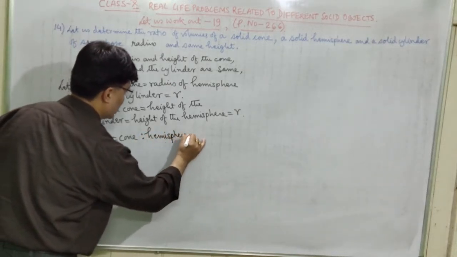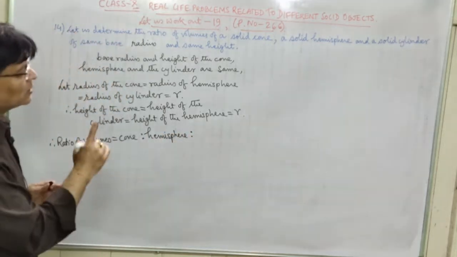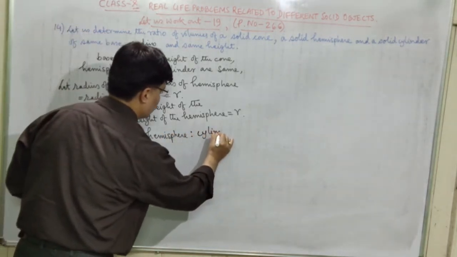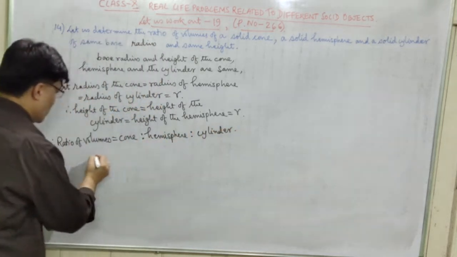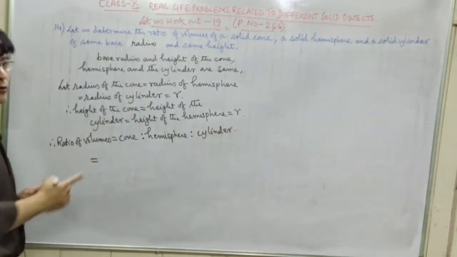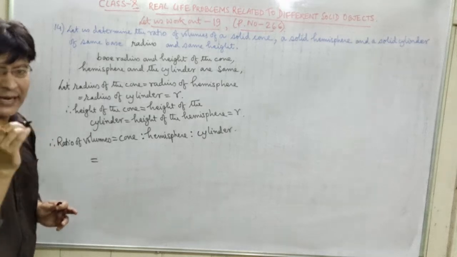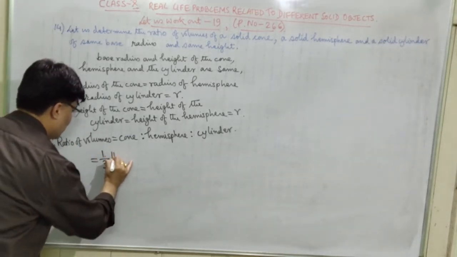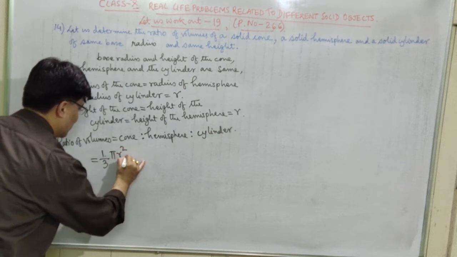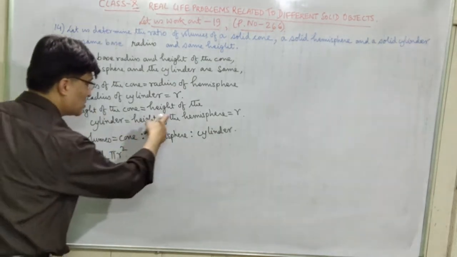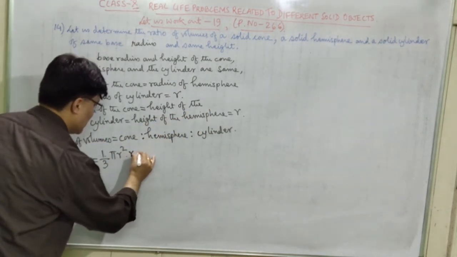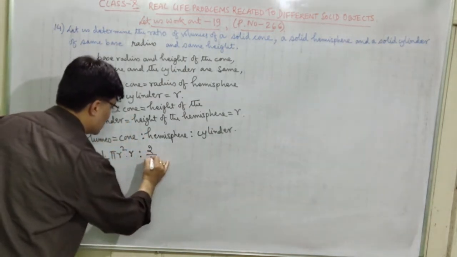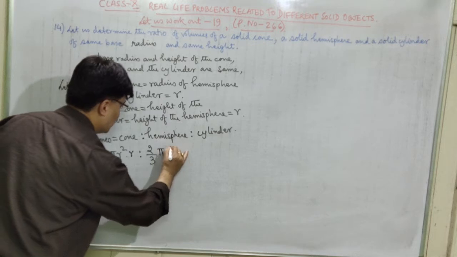Hemisphere is to cylinder. Okay? So what is the formula for volume of the cone? 1/3 pi r square h. So it is 1/3 pi r square, and h means also r. Is to, what is the volume of the hemisphere? You know that it is 2/3 pi r cube.